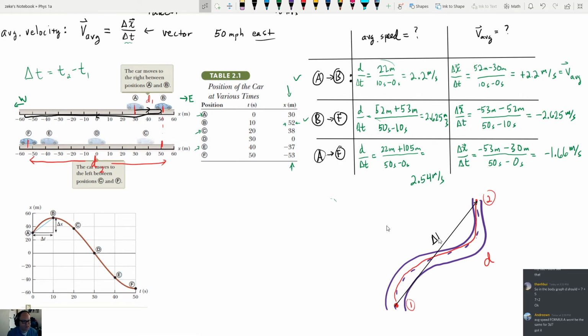And I'm going to use this symbol for displacement in the future. So in 2 dimensions, it looks like this, where d is like the path length, and displacement is just a straight line drawn between the starting point and ending point. Okay? So does that make sense, Andrew?